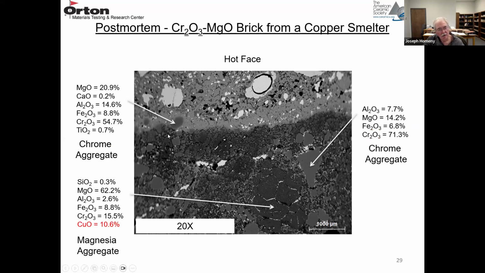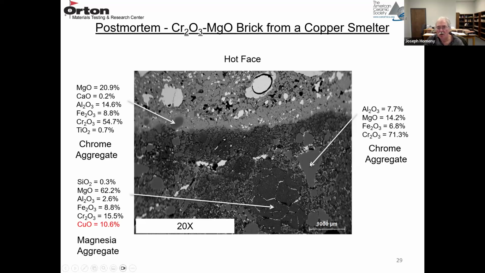So right at this interface, this is a residual chrome aggregate that has floated out into the slag layer. It's still intact, but it's slowly dissolving. So it's about 55% Cr2O3, 20% MgO. There's alumina and the iron oxides. So this chemistry is still intact, but this aggregate is moving outward, intact and slowly dissolving in the slag.